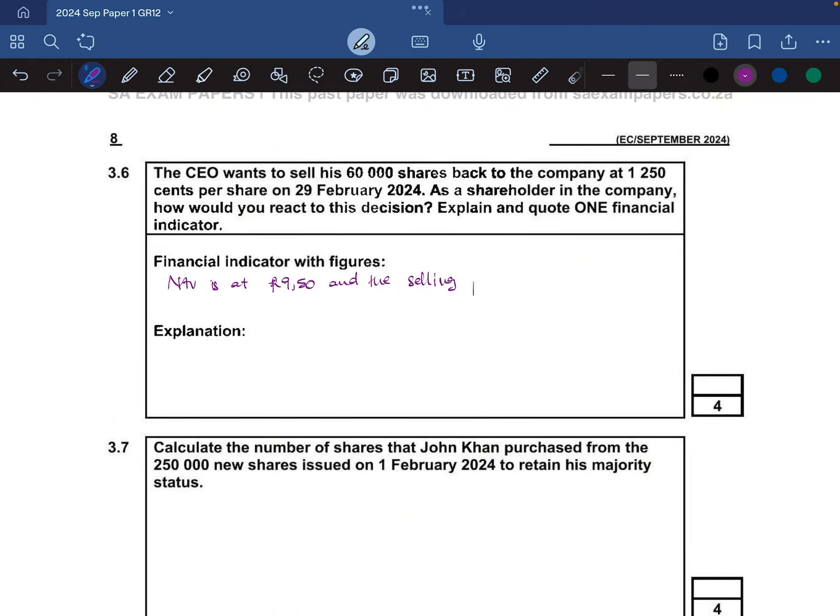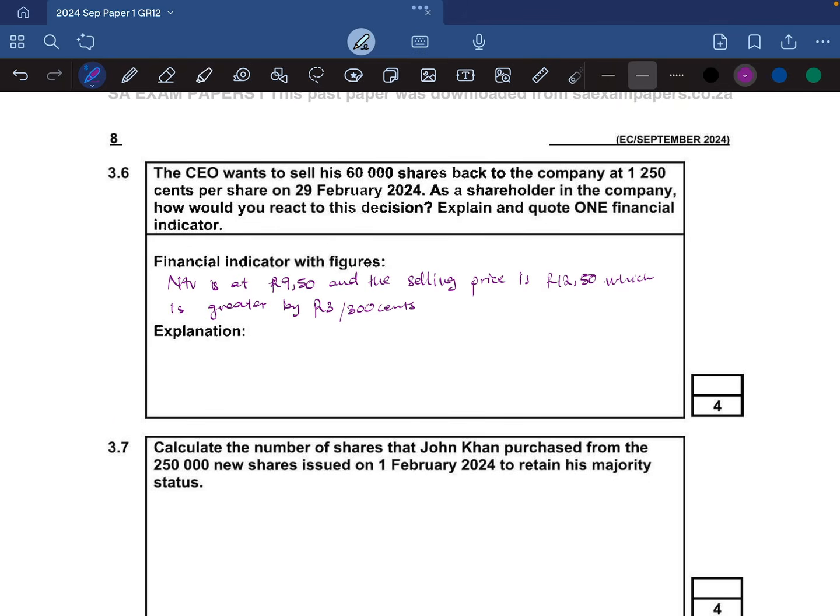So the selling price is 12 rand 50, which is greater. Let's see the difference: 12 rand 50 is greater by 3 rands, or 300 cents. Or you could also talk about the percentage difference between the two.